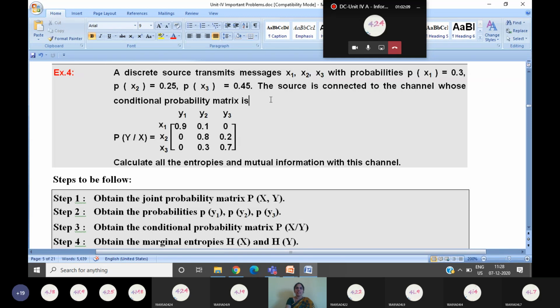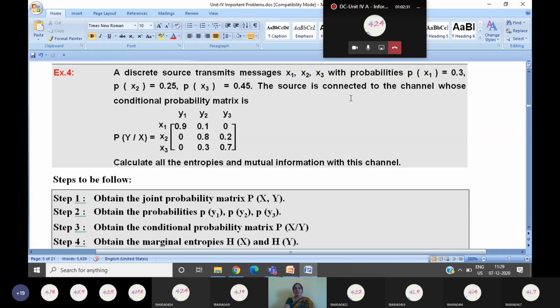So here, how should you write P now? P of capital X will be the marginal probability of the transmitter. How many elements, how many messages are there? Three: X1, X2, X3. Actually, we studied these as events. Here the events are the messages.